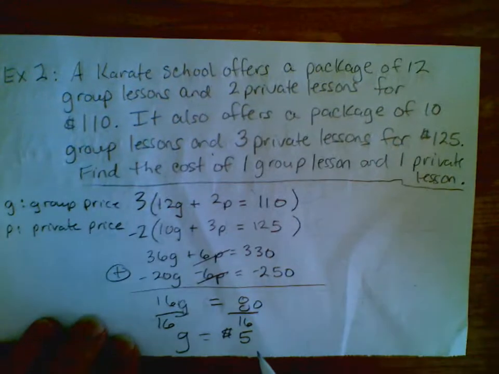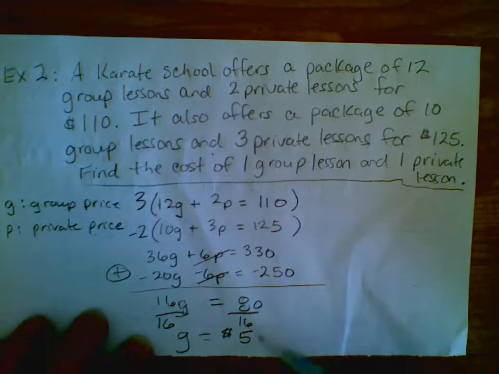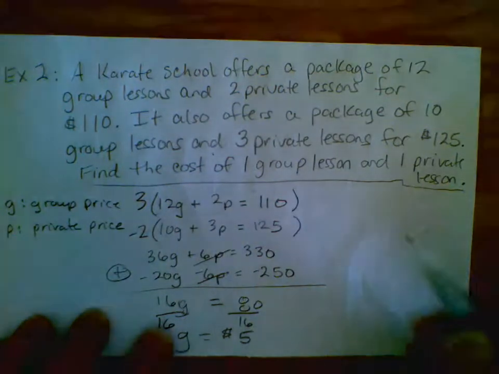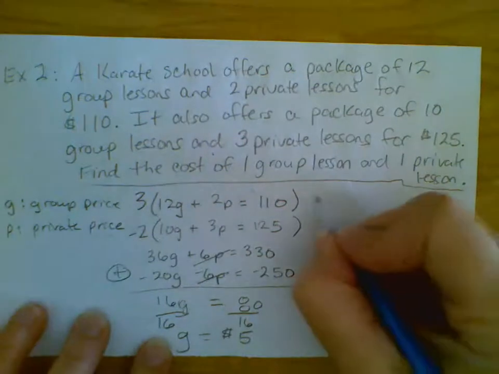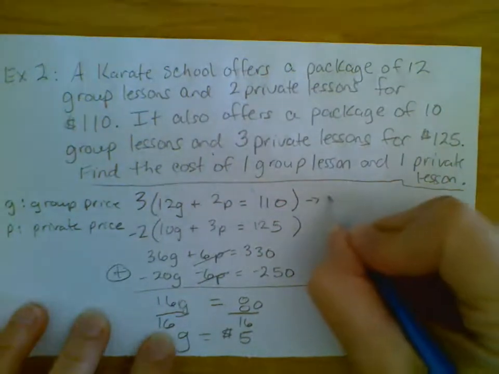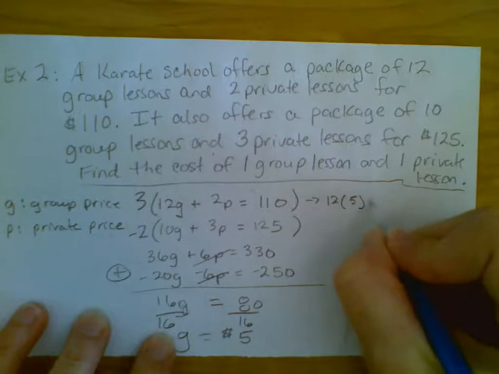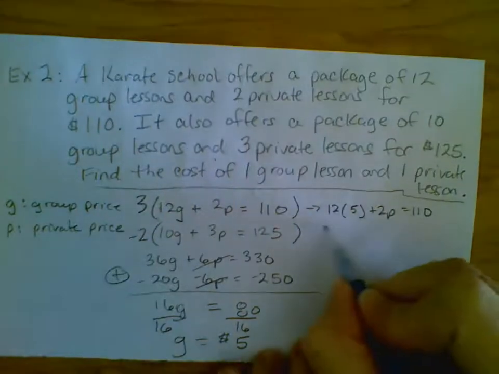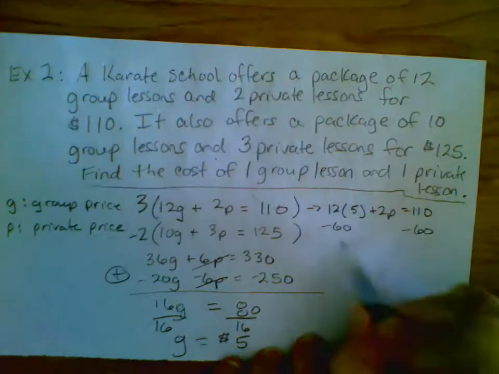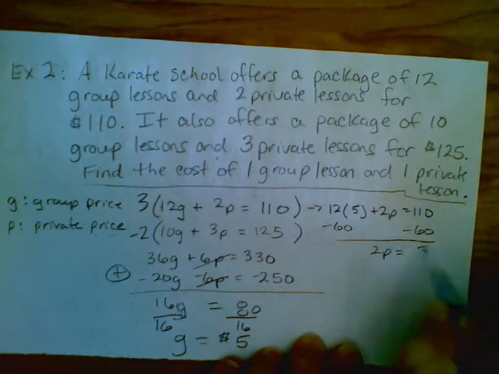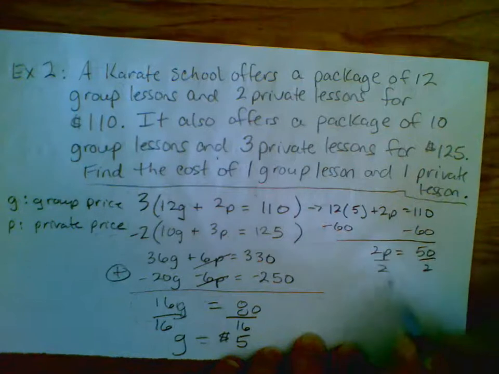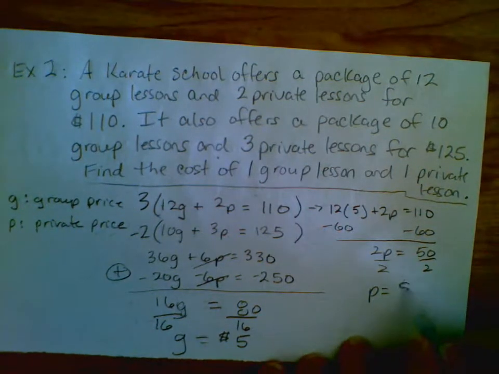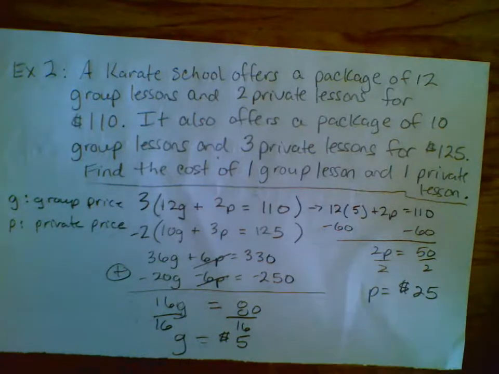Okay, so now I've got to figure out the price for the private. So I'm going to go back up here to one of these equations. I'm just going to go to the very first one. I'm going to replace the G with a 5. So this is a substitution. So that's 60. So I'm going to subtract 60. So the price of a private lesson is $25.